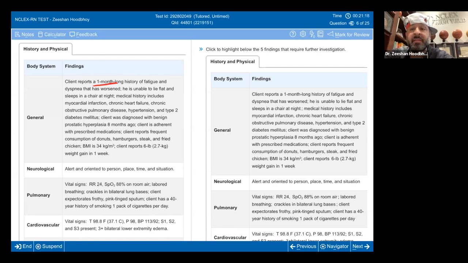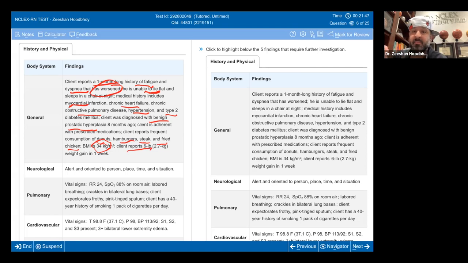A month-long history of fatigue and dyspnea that has worsened. Is unable to lie flat, sleeps in a chair at night. Medical history includes MI, chronic heart failure, COPD, hypertension, type 2 diabetes, was diagnosed with BPH 8 months ago. Client is adherent with prescribed medications. Client reports frequent consumption of donuts, hamburger, steak, and fried chicken. BMI is elevated. Client reports six pound weight gain in 1 week.